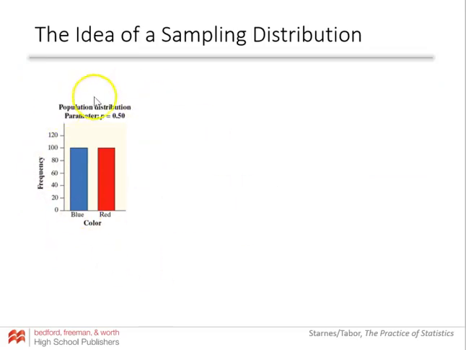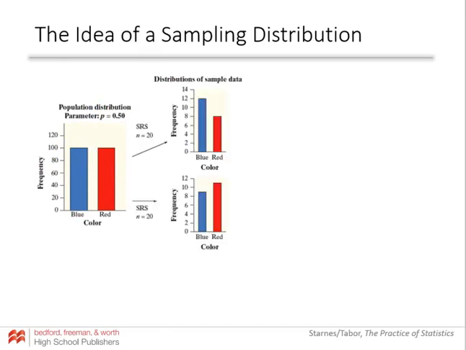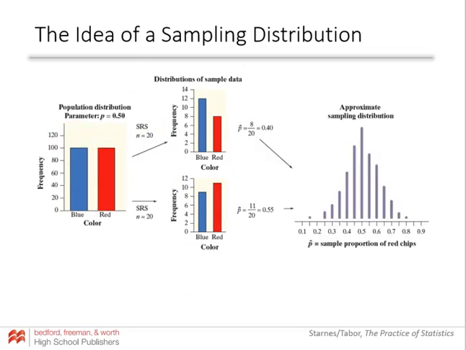This graph is a population distribution, okay? This is for all of those chips. There's 100 blue ones and 100 red ones, okay? Then we also have what we call distributions of sample data, which means if I take a sample of 20 chips, I might get 12 and 8. I might take a different sample of 20 chips and get 9 and 11, right? I can have lots of different distributions of sample data because I can take lots of different 20 chip samples from my big group, okay?